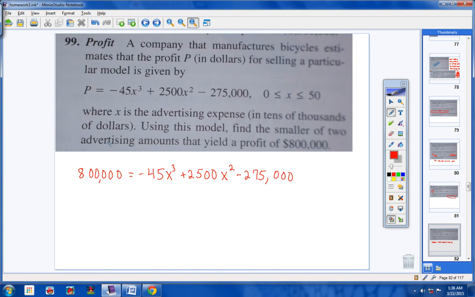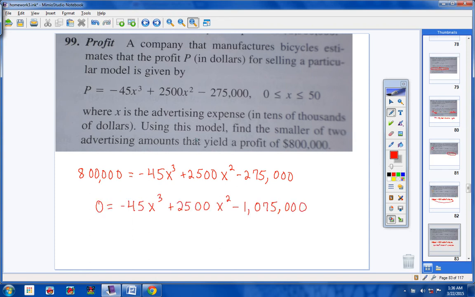Now, if you do this carefully, and you think about it, you're going to see right away you have a cubic function. So you know you want to get one side equal to 0. So we're going to take the 800,000 and bring it over here. Alright, so when you do that, you end up with this right here. Now, 5 goes into all these numbers evenly, so we've reduced it as low as we can go. We divided everything by a negative 5.